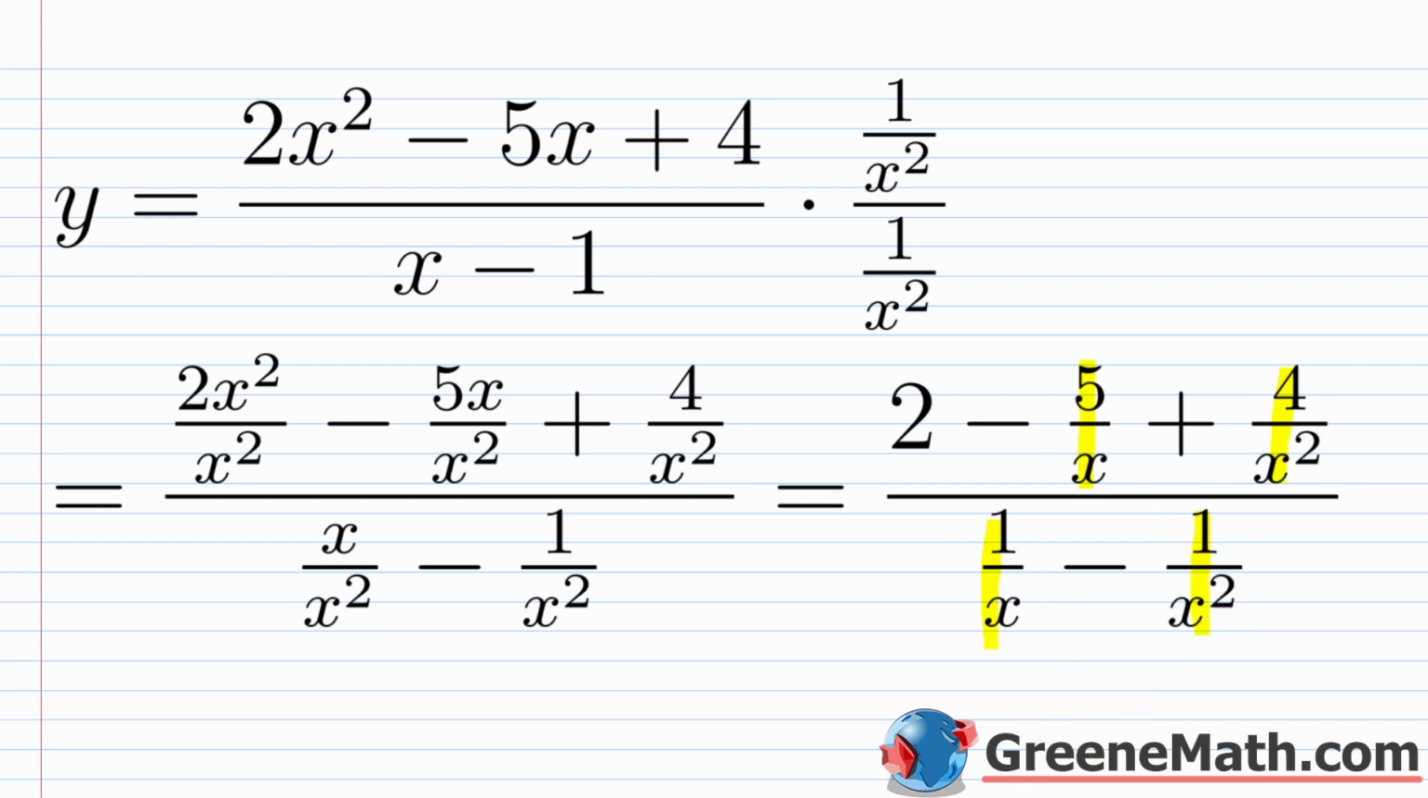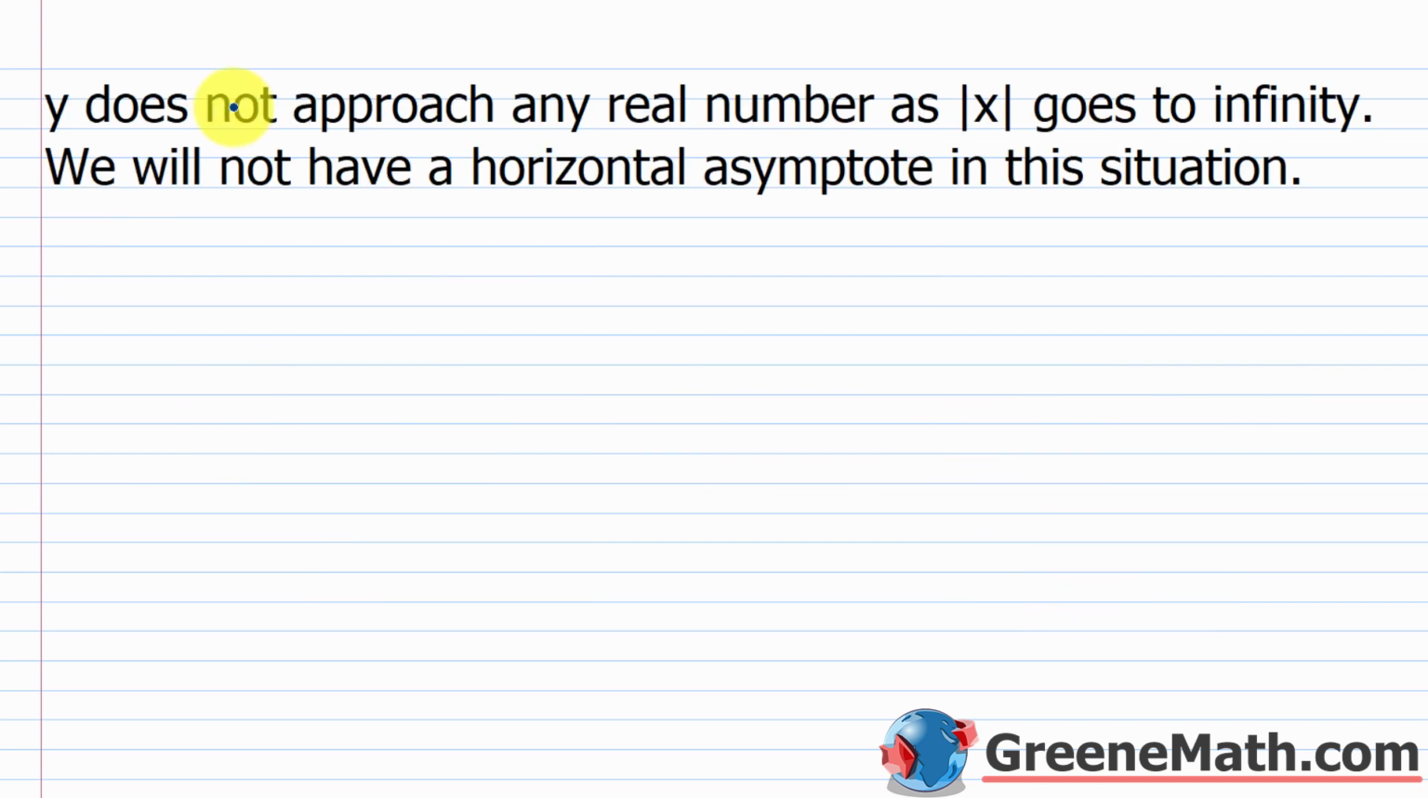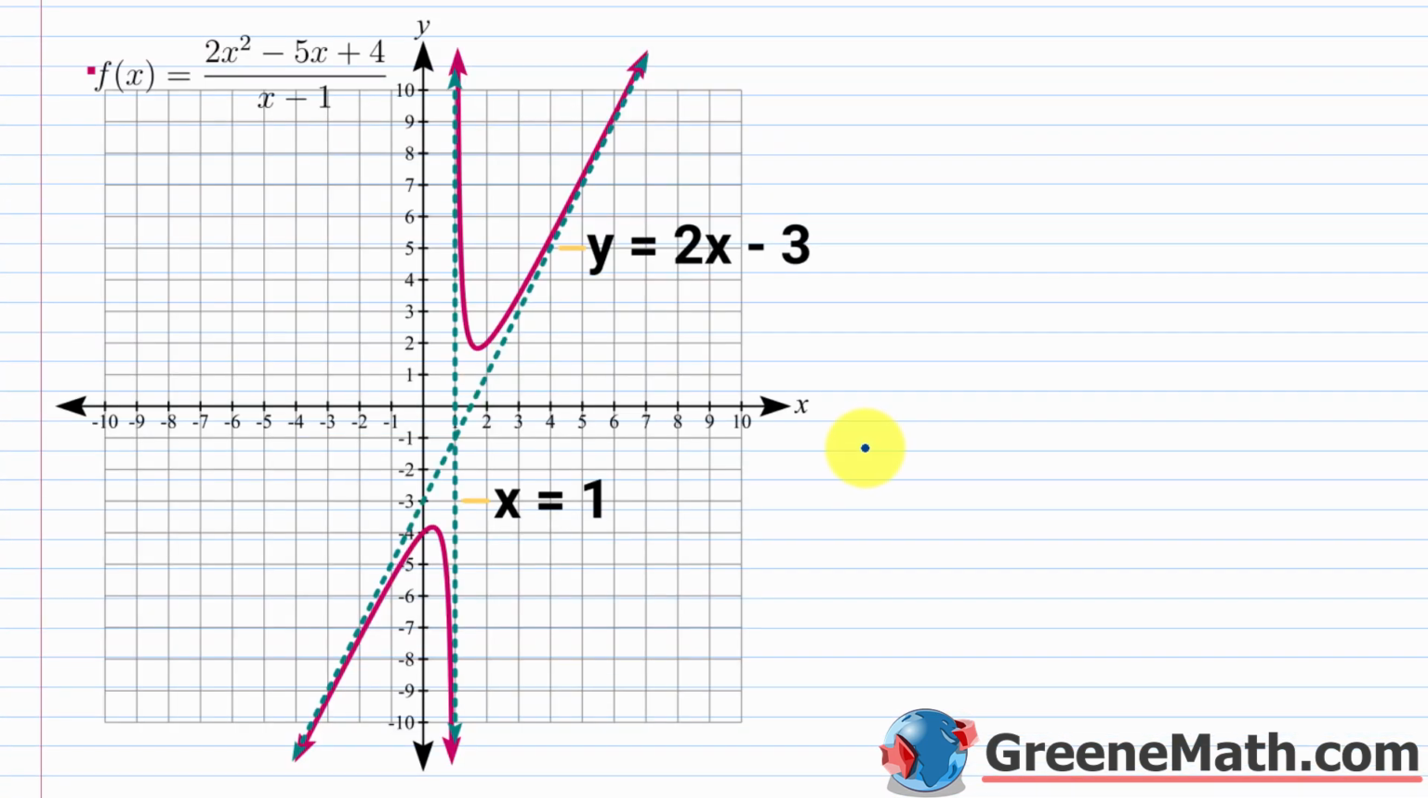That's a problem for us because as x approaches positive infinity or negative infinity, what we're getting is 2 over 0, which is undefined. So what you can say is that y does not approach any real number as the absolute value of x goes to infinity. We will not have a horizontal asymptote in this situation. This occurs when the degree of the numerator is greater than the degree of the denominator. If you look at the graph, you can verify this.